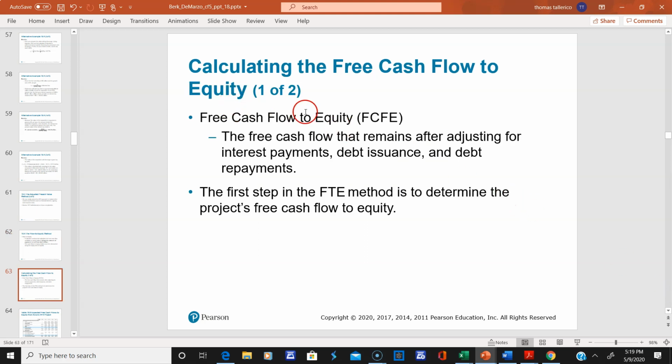All right, so free cash flow to equity is the cash that remains after all interest payments and debt repayments are done. Whatever's lingering around, whatever cash is left. So the first thing we do is determine the free cash flow to equity.